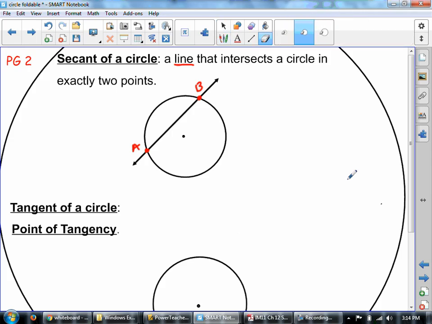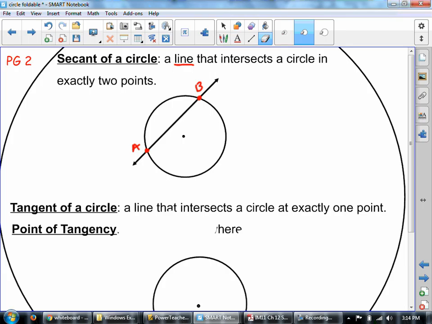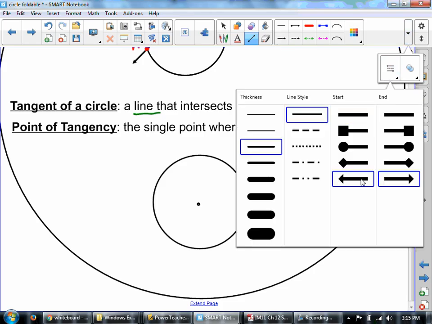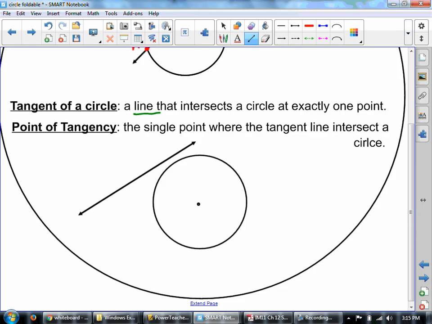Okay. A tangent of a circle. A tangent, this one's kind of tricky. A tangent is a line that intersects a circle in exactly 1 point. Okay? The point where it intersects is what we call the point of tangency. Okay? The point of tangency is a single point where the tangent line intersects the circle. Now this one's kind of hard because you're drawing a line right here. A tangent is a line. So if I go back up to my line tool, and again, I want arrows on both sides because it is a line. And let me just put a line over here.